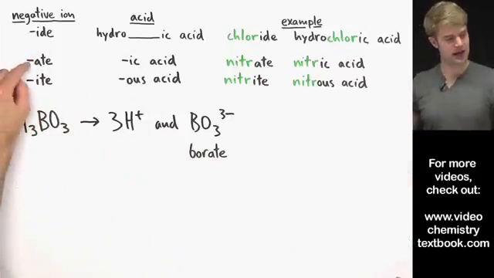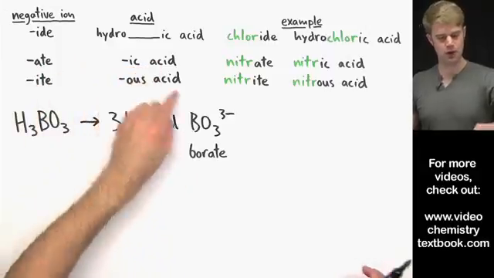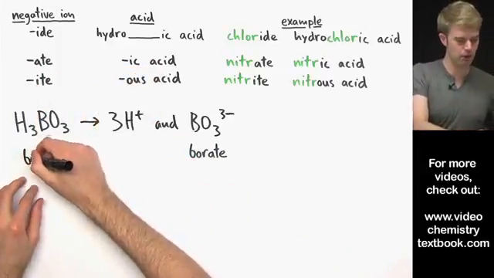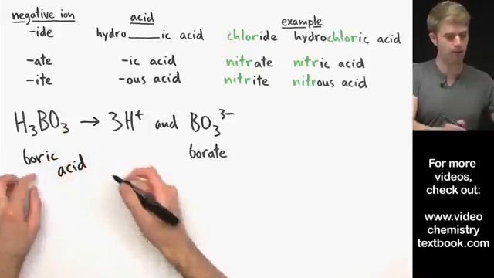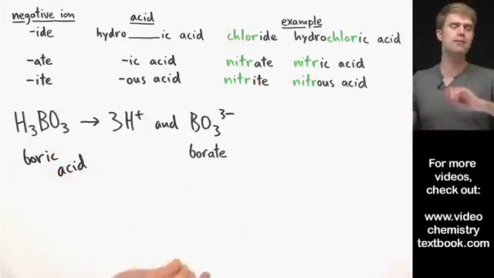So which of these rules are we going to use to name the acid that contains borate? It ends in ATE, so we'll use this one. We take off the ATE and we call it bor. IC, boric acid. One more and you will be a pro at this.